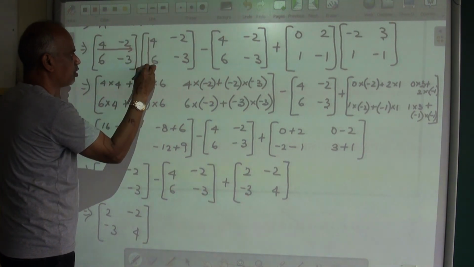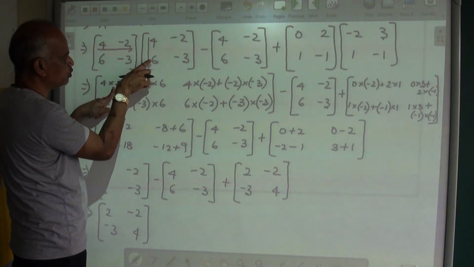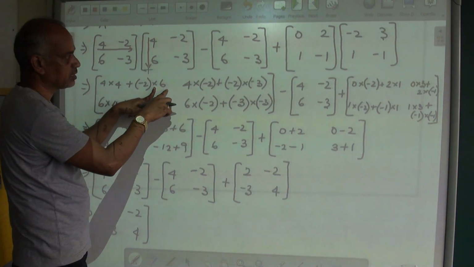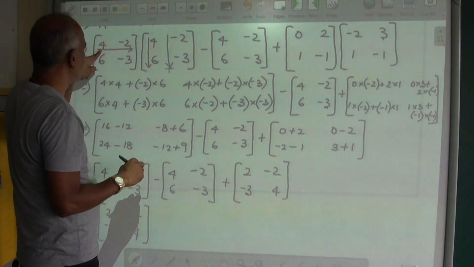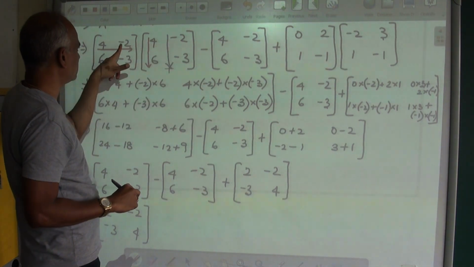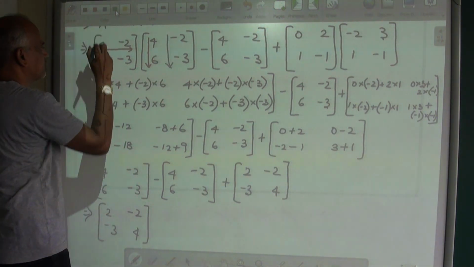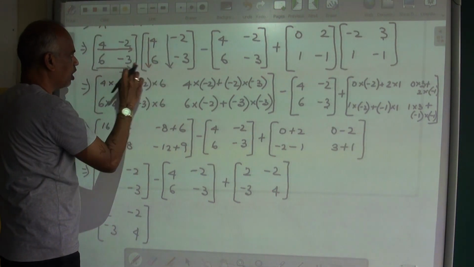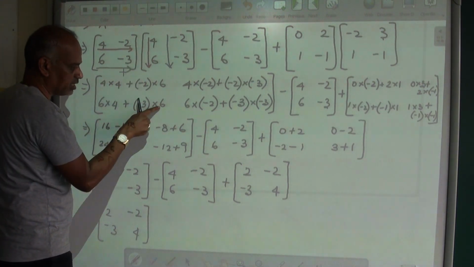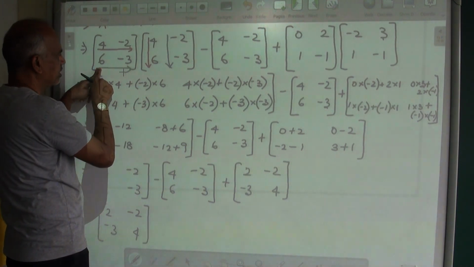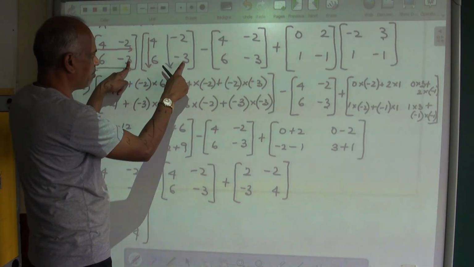First row with first column, which means 4 into 4, plus minus 2 with 6. That's done. Next, first row with second column: 4 into minus 2, plus minus 2 with minus 3. That's also done. Next, second row with first column, which means 6 into 4, plus minus 3 with 6. Next, second row with second column, that means 6 into minus 2 and minus 3 with minus 3.